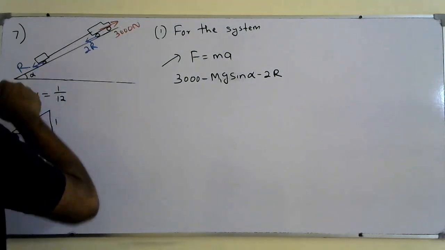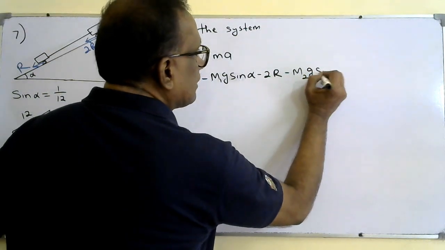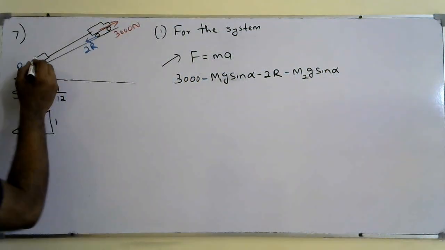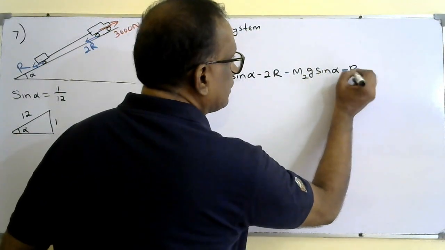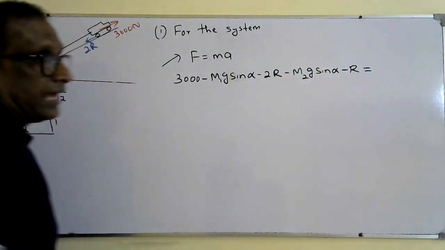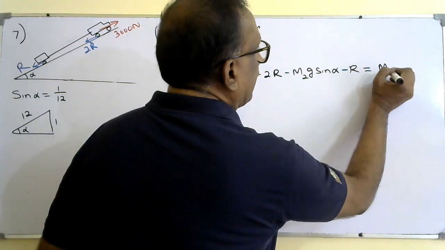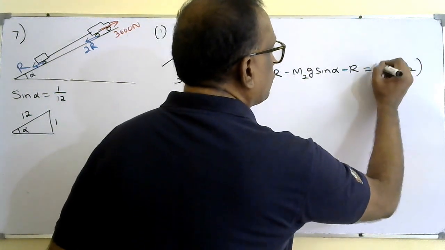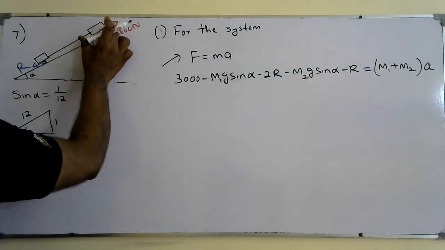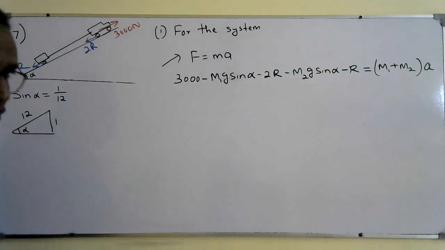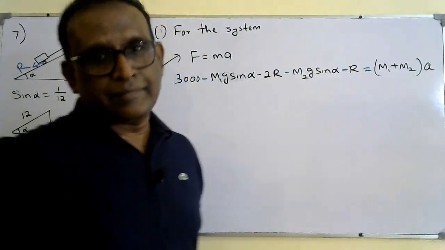For this one, minus m2g sine alpha, the component of this weight along the slope down, minus r, equal to ma, the total mass, that is m1 plus m2. I'm writing for the system. Anyway, no problem. If you want, you can write separately for this one, this one. Then you have to solve both. We take two equations, and when you add them, you will get the same equation.